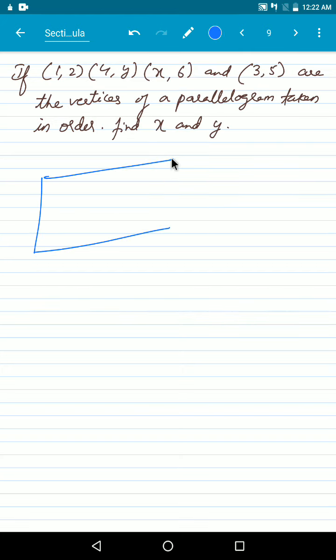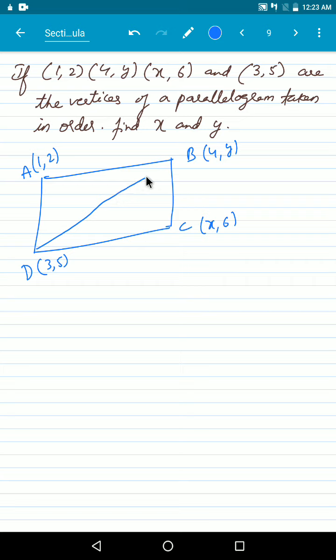Let us draw the parallelogram A, B, C and D. So let A be 1 comma 2, B is 4 comma y, C is x comma 6 and D is 3 comma 5. Okay, it is given that it is a parallelogram, which means the midpoint of BD should be equal to the midpoint of AC, right?